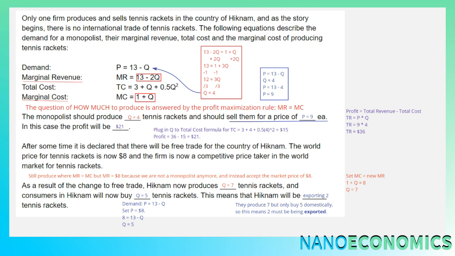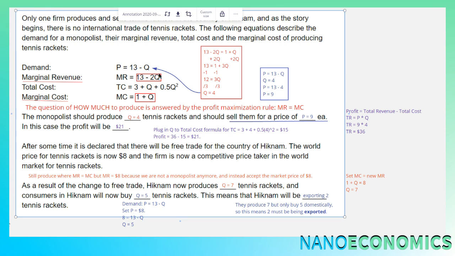Once we were able to decide that we were going to set 1 plus Q equal to 13 minus 2Q, we were able to set like things together and solve for the quantity. With that quantity, we were able to plug in and solve for the price. And with that price, we were able to plug in and solve for total revenue as well as total cost. And then we took total revenue minus total cost to find out profit.